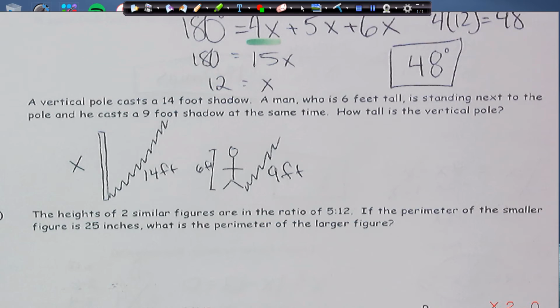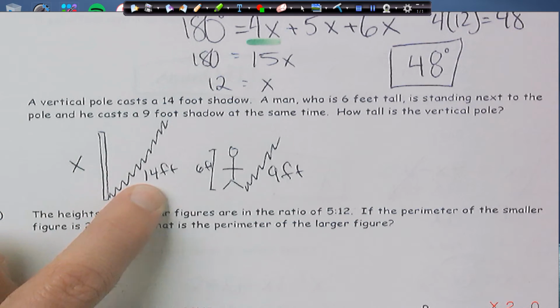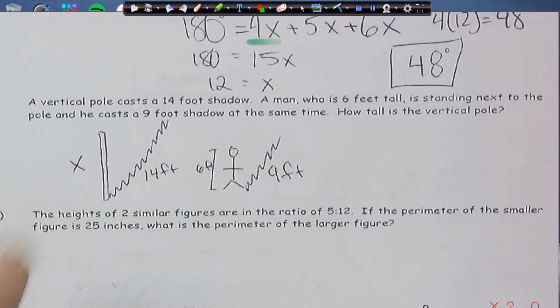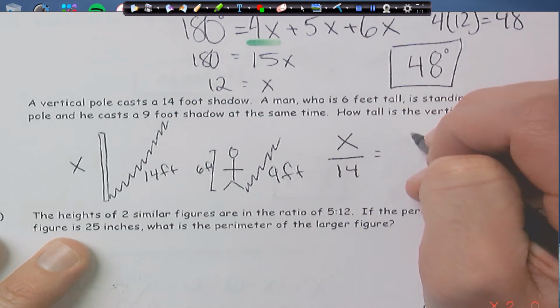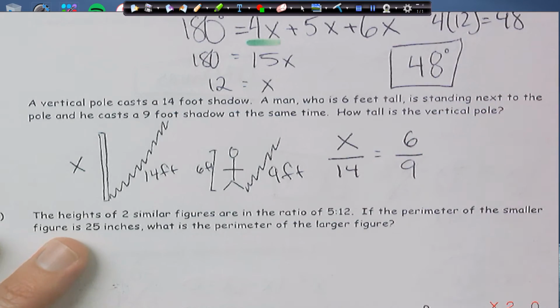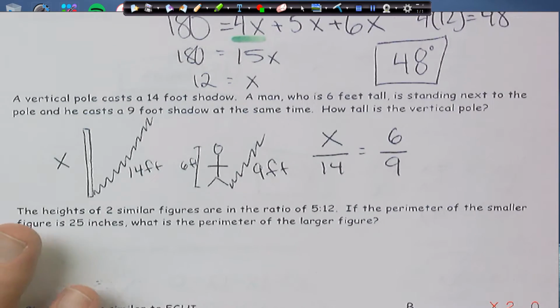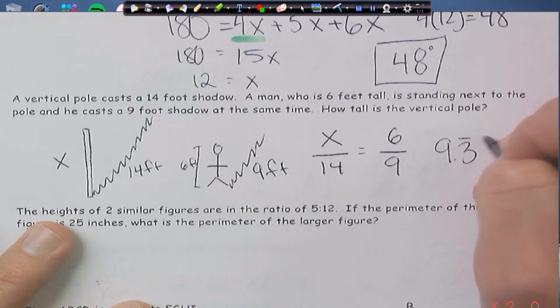Okay, well, I see a relationship here where I can go height of the real object to the shadow, height of the real object to its shadow. So that's what I'm going to do. Height of the real object to its shadow equals the height of the real object to its shadow. And we'll go ahead and cross multiply. Just to speed things up again, I'm going to do 14 times 6 and then divide it by 9, doing it in my calculator. So we get 9.3 repeating feet.